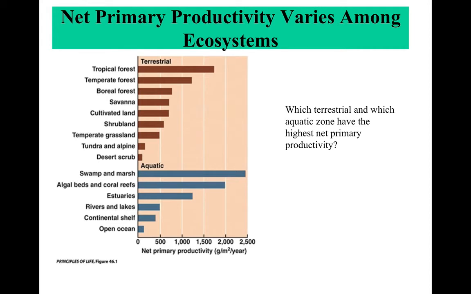Net primary productivity can vary among ecosystems, and you need to be familiar with which terrestrial biome or aquatic biome or aquatic zone would be the highest or would be the lowest.